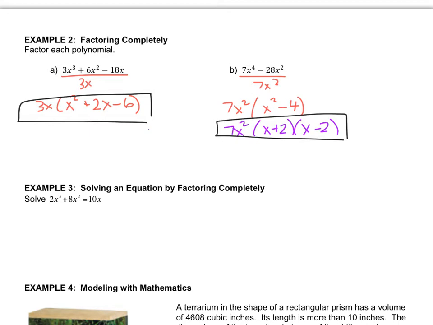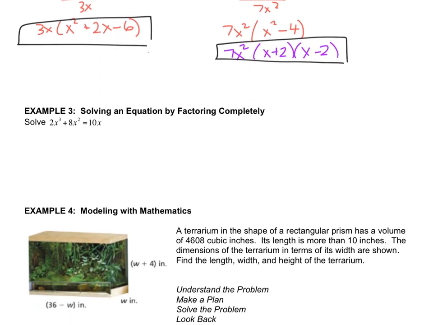You can put all of these pieces together by factoring and then solving, but remember, in order to solve and in order to factor, it has to equal what number? 0. Good. So the first thing I need to do is move this 10x over to the left. So I get 2x to the third plus 8x squared minus 10x equals 0. Now I can factor, and then after I factor, I can solve.